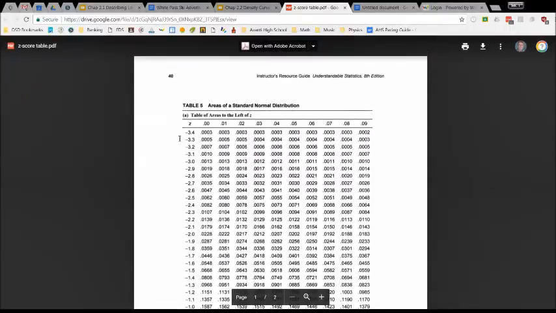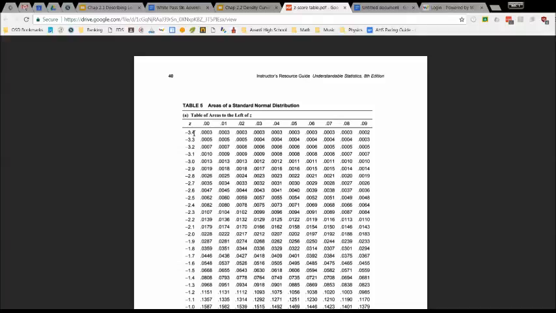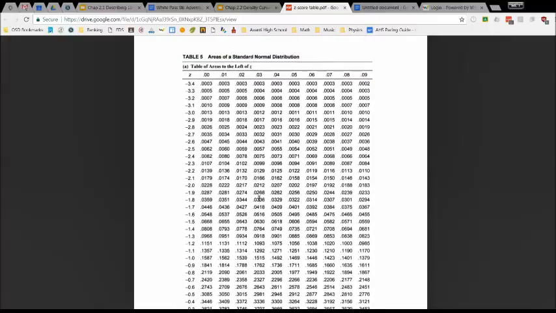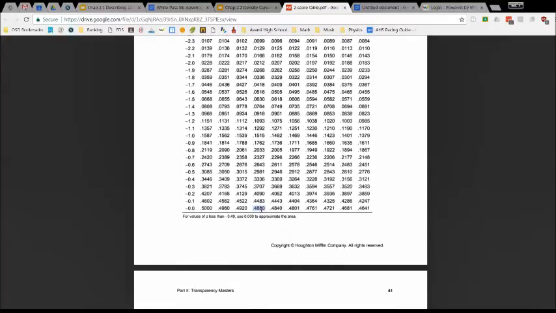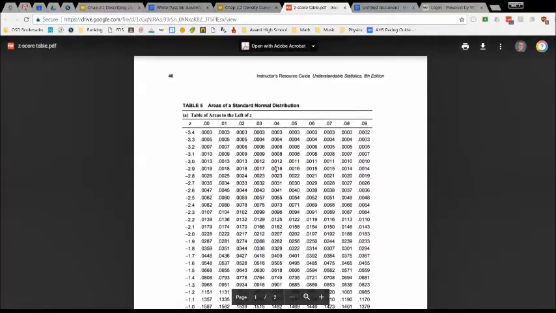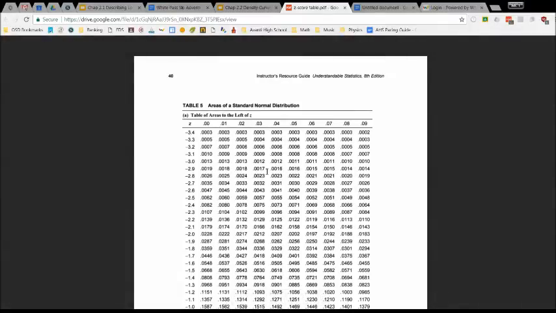So what this represents is the whole number and the first decimal place. The columns represent the second decimal place. So let's say, for instance, we want the z-score of negative 3.43, because that's the second decimal place. That's why when we go down to the bottom here, we have negative 0.0, and then this would be in the column of 0.03, which would be represented by 0.4880. Now, none of the areas are negative because area can't be negative. And the areas represent the proportion or the percent to the left of the z value. You'll see how that works in a second.